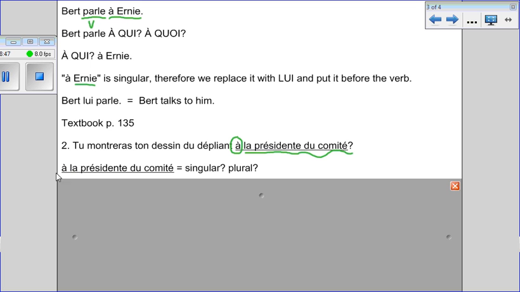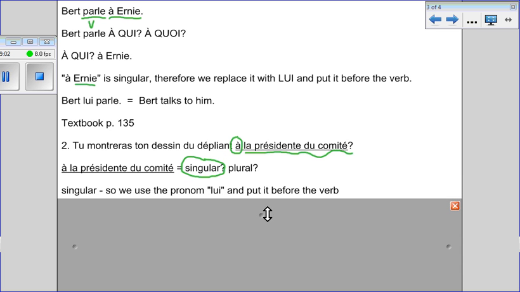So, this is what we want to replace. À la présidente du comité. Is it singular or is it plural? Just take a guess. Singular, plural. My educated guess is that it is singular. So, because it is singular, we're going to use the pronoun lui and put it before the verb.